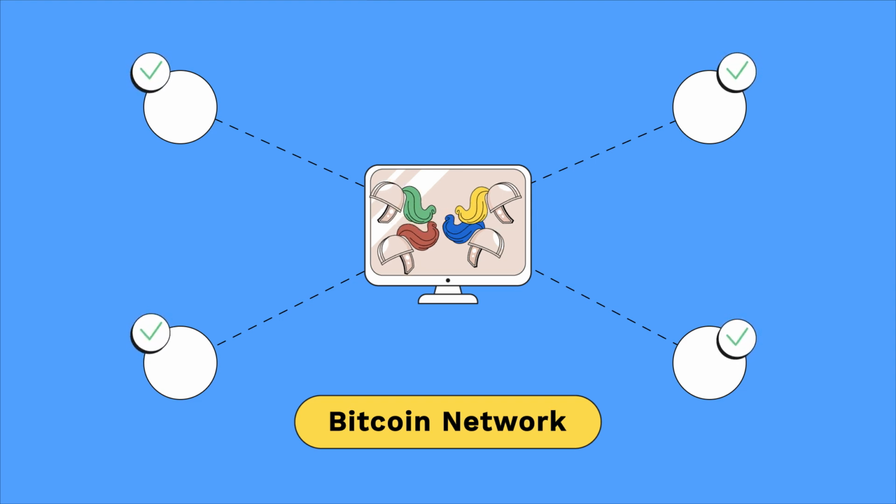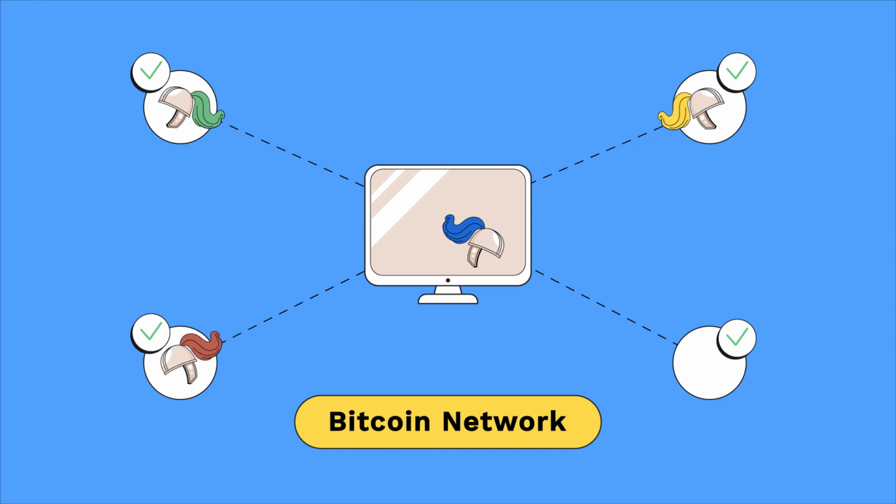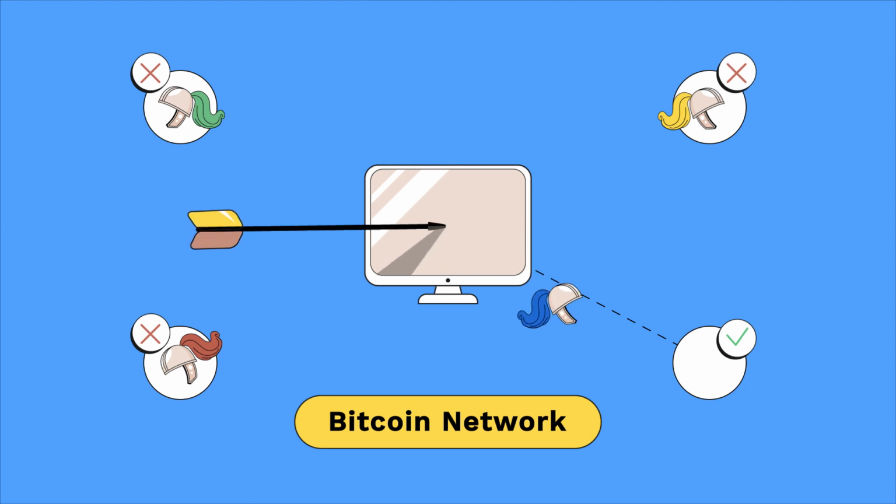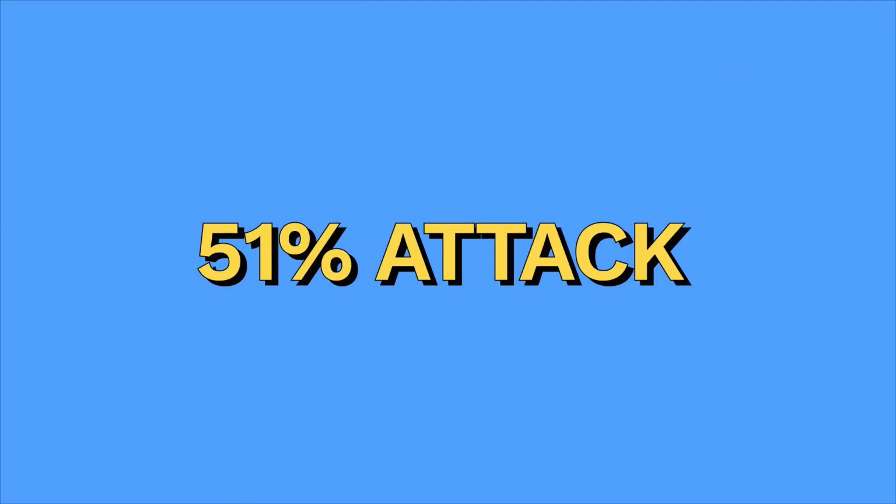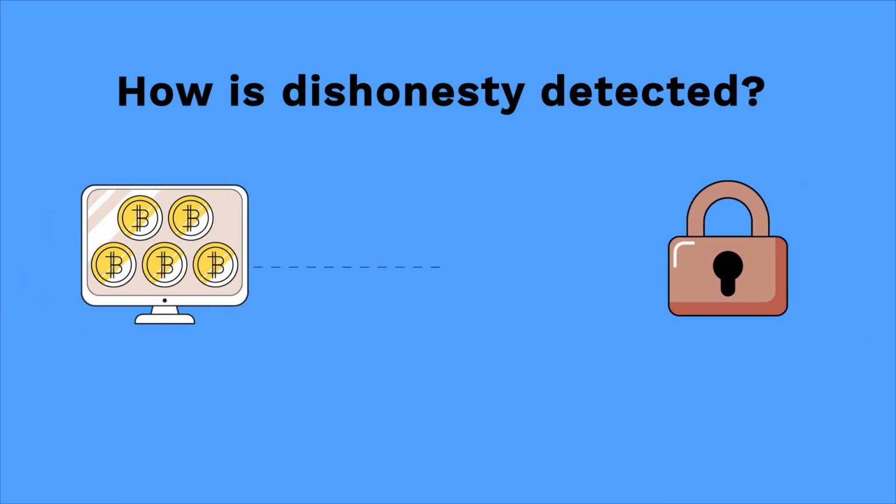Bitcoin, as a distributed system with no central authority, needs a majority of reliable and honest nodes. If the majority of nodes are dishonest, the system fails and comes under attack. This is where the term 51% attack comes from, where dishonest actors become the majority of nodes. So how is dishonesty detected?